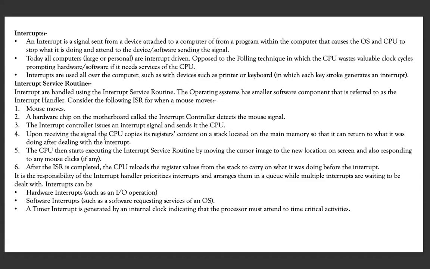Upon receiving the signal, the CPU copies its register contents onto a stack located in the main memory so that it can return to what it was doing after dealing with the interrupt. If this step is not taken care of, then the CPU stops the current process and handles the interrupt, but by the time it comes back to the process it left, it will have to start from the beginning because it did not save its state. So it has to save its state to make sure that once it comes back to that process, it does not have to start from scratch and can progress from there onwards. It would be as if nothing happened and the process was continuing from where it left off.